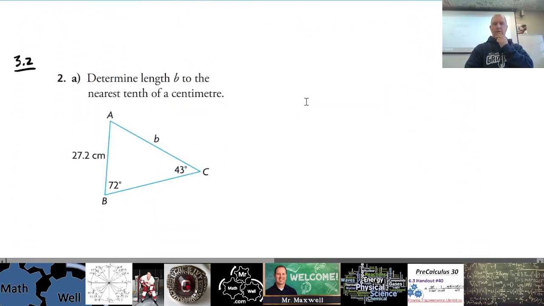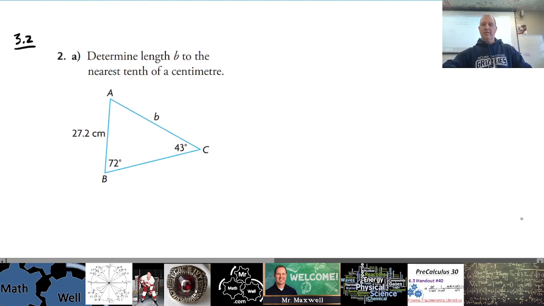Here's number 2. This is 2A. Anyways, I'll get you started on 2A. So it says determine the length b to the nearest tenth of a centimeter. So we need to find out what this is, and again, whatever we need to find out, it's good to put that on the top of the fraction, on top of the ratio. So I'm going to do b over, now I have to do the sine of the opposite angle right here. So I'm going to write b, which is unknown, so I'll write it as just the letter b, over sine of 72 degrees. That's my first ratio.